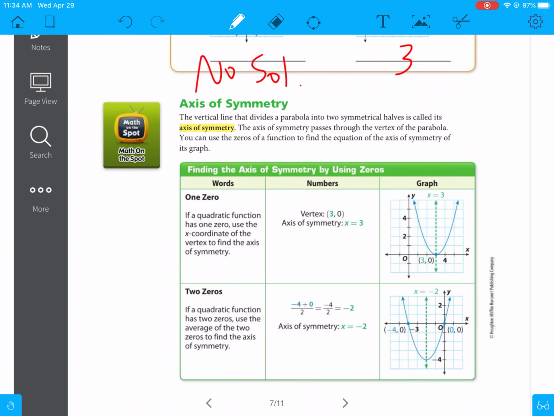If you have 2 zeros, so here we have -4 and we have 0, what we have to do is just add those both up and divide by 2. So -4 plus 0 divided by 2 is -2. So your axis of symmetry is -2. That's where your vertex is going to be.